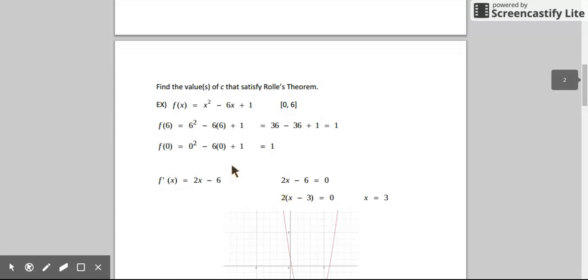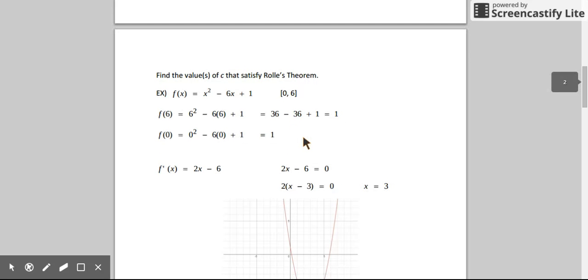So let's do an example. Here we're given the function x squared minus 6x plus 1, just a quadratic, on the interval between 0 and 6. So I'm going to test my endpoints in my interval. If I plug 0 into my function, I get 1. If I plug 6 into my function, I also get 1. So because I get the same output plugging in 2 different inputs, I know that Rolle's theorem must apply. There must be a minimum or maximum existing in between these 2 points, and we can solve for that point.